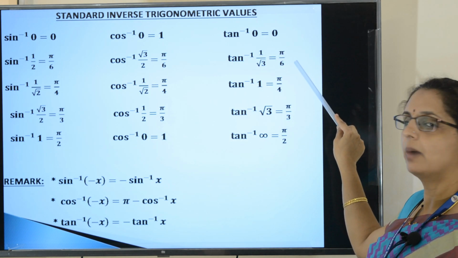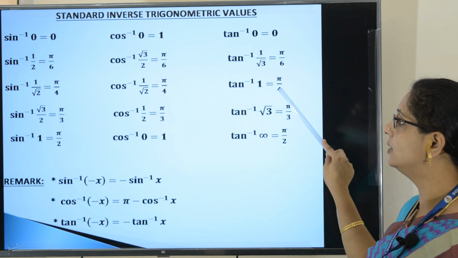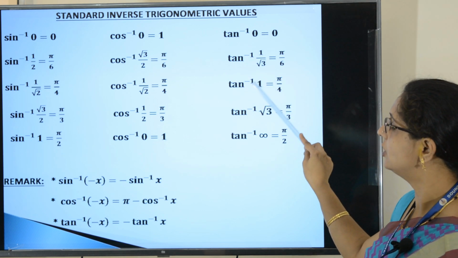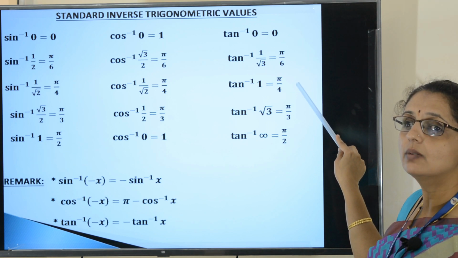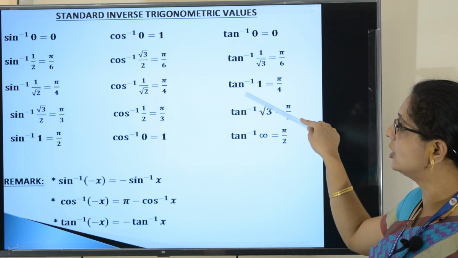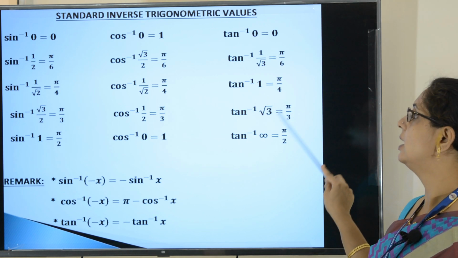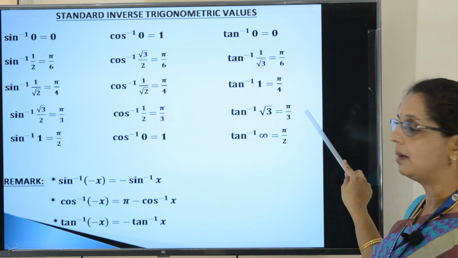Tan inverse of 1 by root 3, pi by 6. Tan inverse of 1, pi by 4. Observe this. If I shift this tan inverse to this side, it will become tan. Tan of pi by 4 is 1. Then shift it back. Tan inverse of 1 is what? Pi by 4. Tan inverse of root 3, pi by 3.